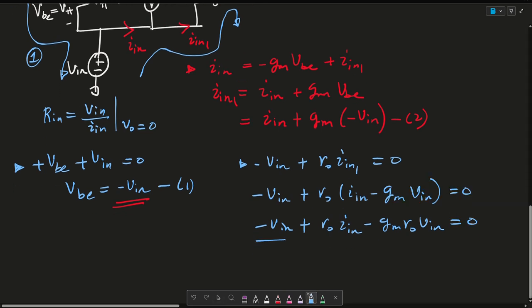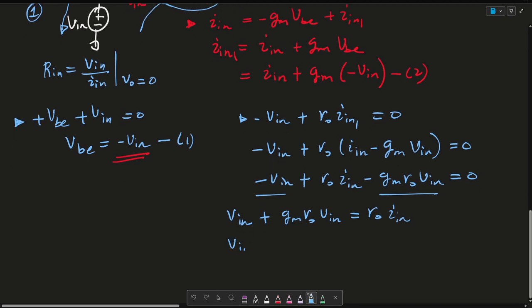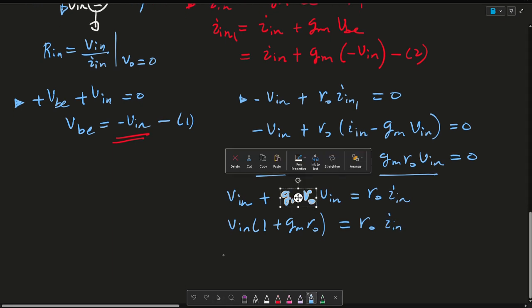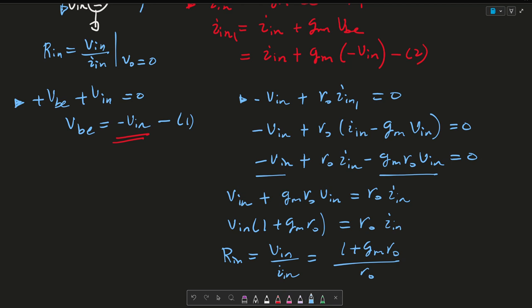And let me move all my V in terms to the left hand side, but I write it on the right hand side. So V in plus GM RO V in has to equate to RO I in. And then this becomes V in times 1 plus GMRO is equals to ROI in, or R in, which is equals to V in over I in, is equals to 1 plus GMRO over RO.